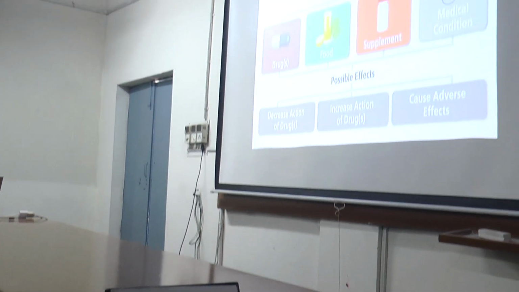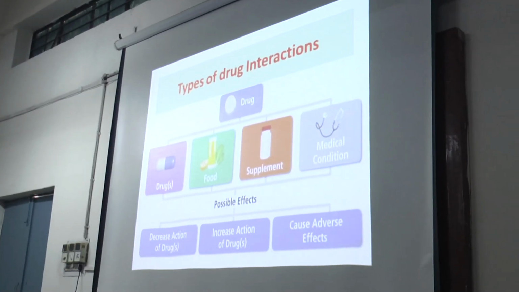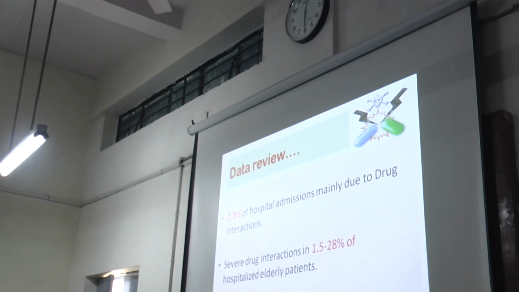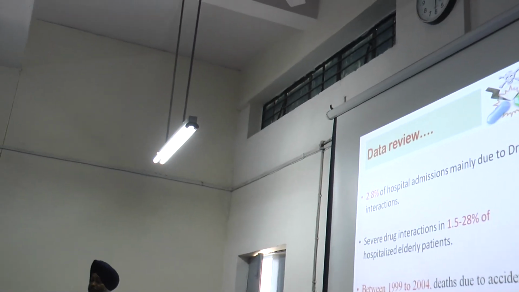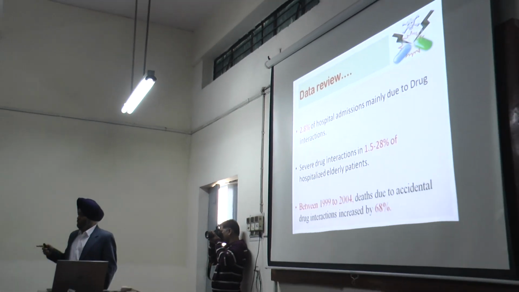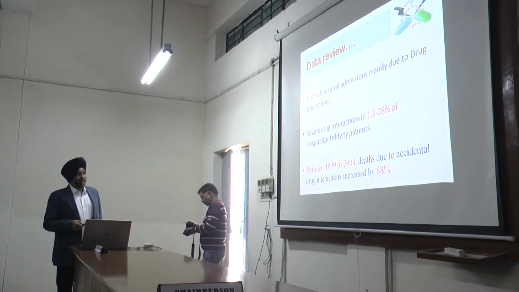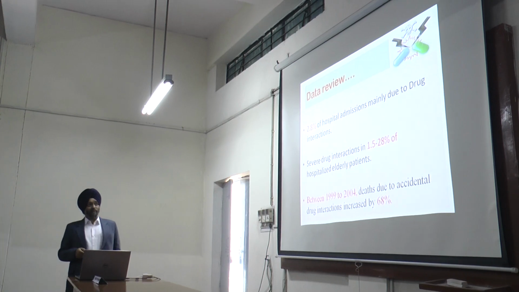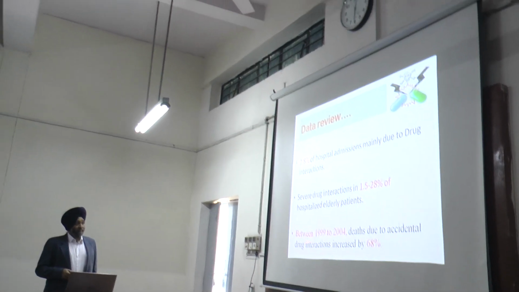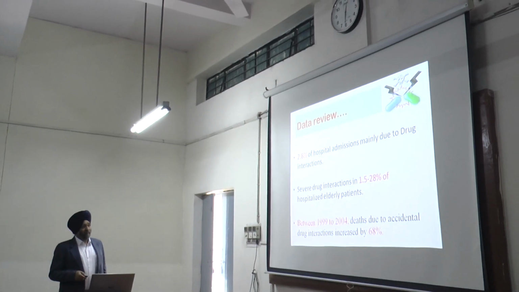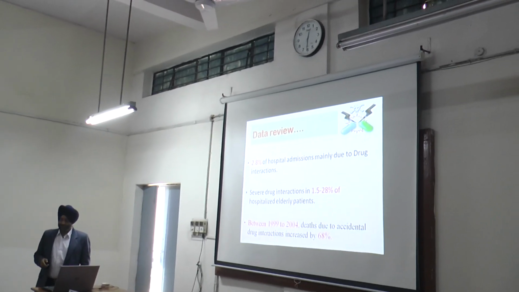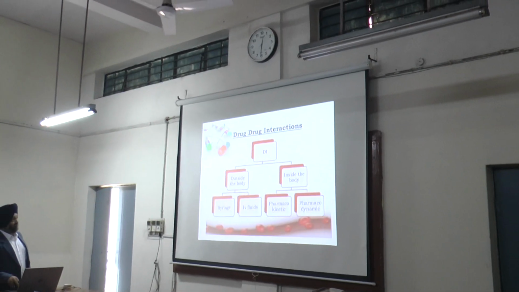Whenever we are giving two drugs simultaneously, if there is some abnormal response, then we should take care about drug interaction. Data tell us that 2.8% of hospital admissions are mainly due to drug interaction. As we all know, in adult patients we have polypharmacy, and once polypharmacy is there, it will lead to severe drug interaction in 1.5 to even 28% of hospitalized patients. This is data from abroad, from 1999 to 2000. In the last 5 years, deaths due to accidental drug interaction increased by 68%. That's why we should take care about drug interaction.